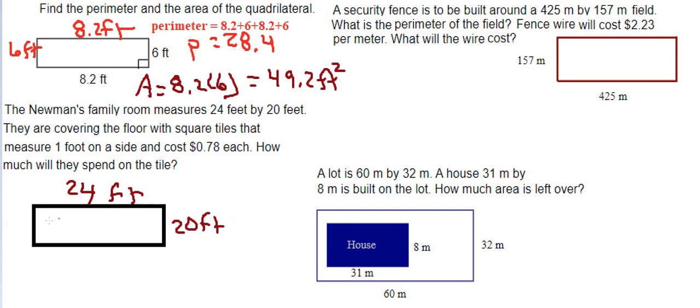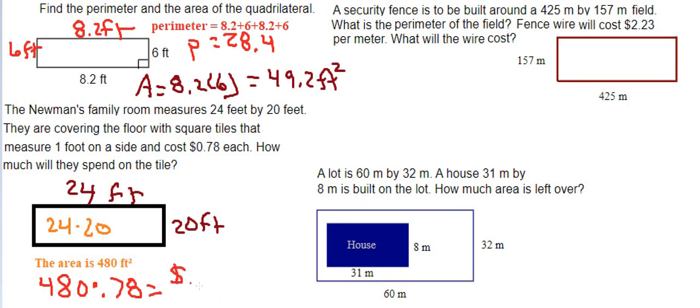The area then is 24 times 20. So we have the area is 480 feet squared, and we're going to multiply that by the cost, which is 0.78 or 78 cents per square tile, 1 foot square tile. So this is going to be 480 times 0.78, which is 374.4, but since we are working with money, we should have it rounded to the nearest penny, so make sure you put that 0 in there.